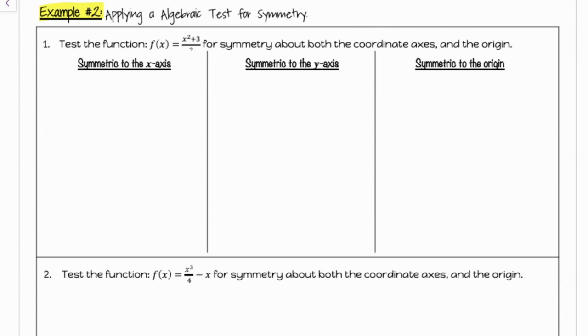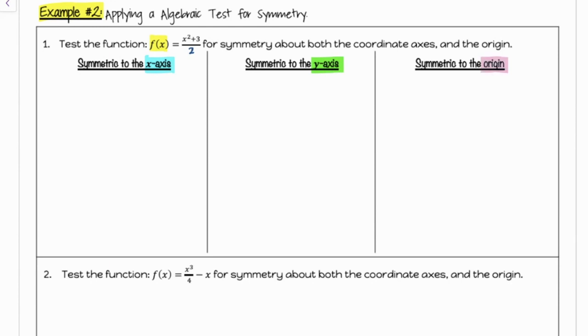So for number 1, we have been given our function f of x. Rewrite this just a little bit because it cut off. We want to check for symmetry about both the axes and the origin. So here's the setup I have: symmetric with respect to the x-axis, the y-axis, and the origin. That's what we want to test.